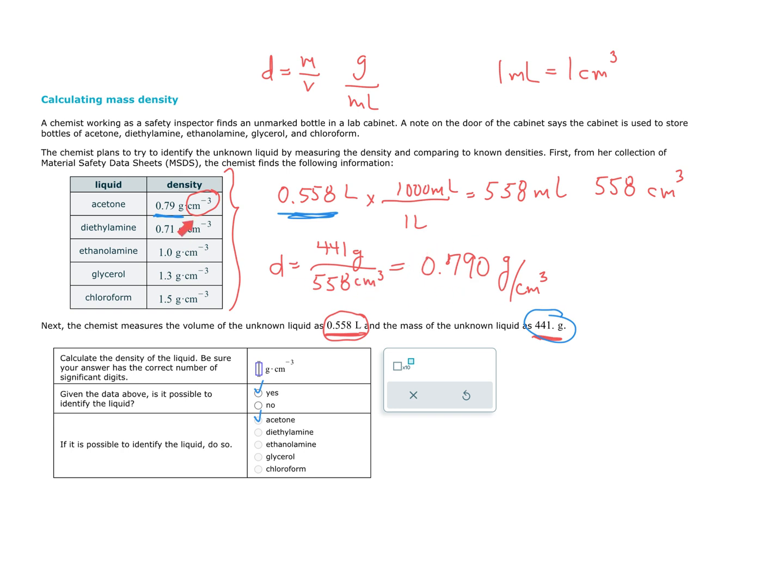Hopefully this number is very close to something that's listed here. If it is not within 0.01 or 0.02 of one of these numbers listed, I would say we can't determine the identity of what's listed over here. So hopefully that helps with this calculation.